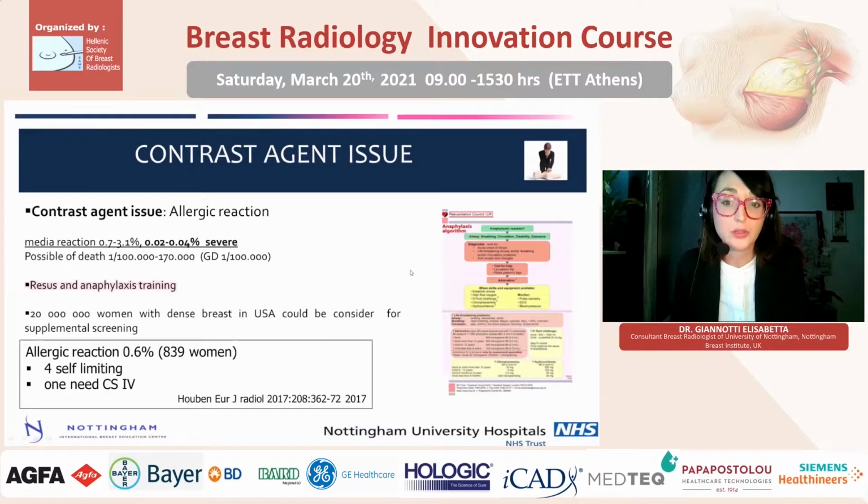Of course, we use iodinated contrast. We're all familiar with that. We use it in CT, but we have to remember that even if rare, we can have a reaction, even though most of them are mild. When we use iodinated contrast, we need to have resus and anaphylaxis training.